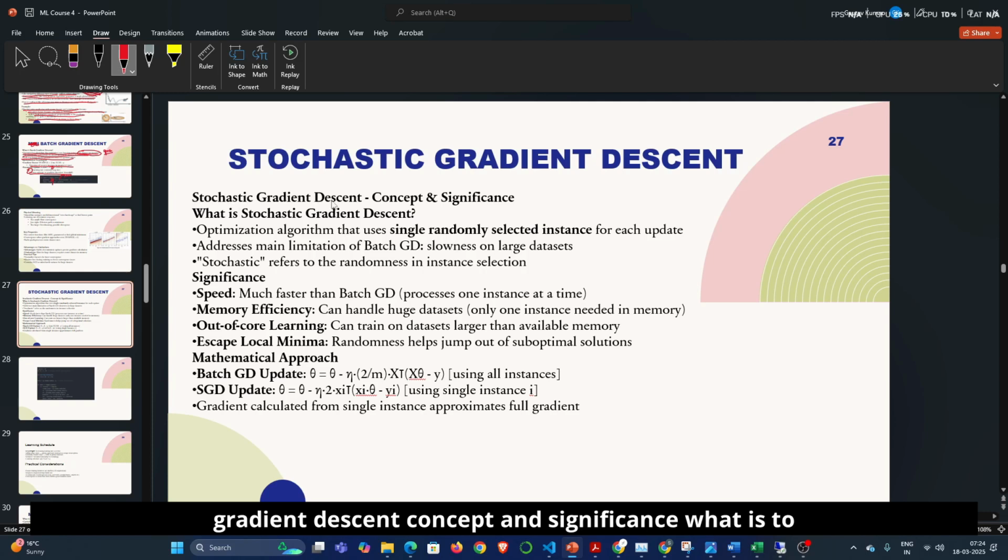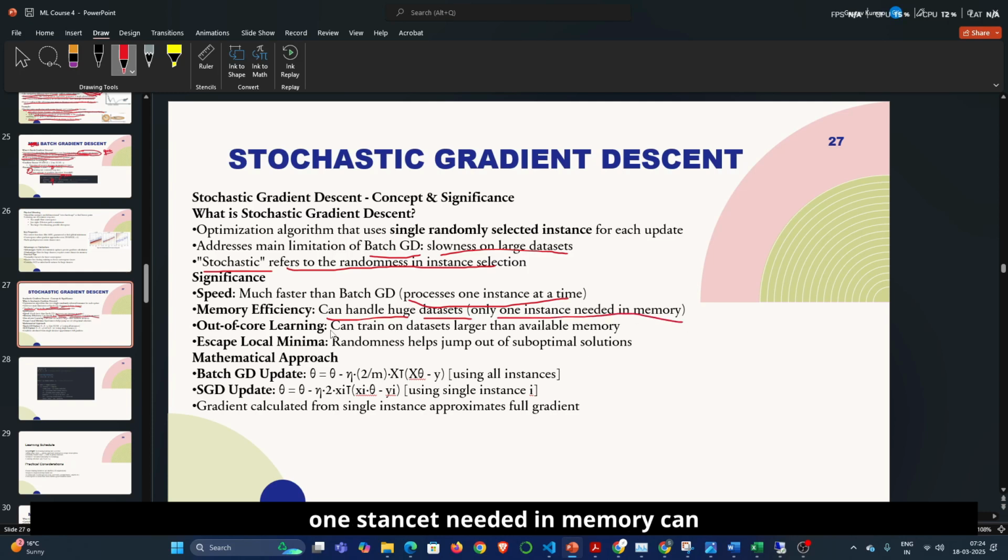Now let's see stochastic gradient descent. Concept and significance. What is stochastic gradient descent? An optimization algorithm that uses a single randomly selected instance for each update, addressing the main limitation of batch gradient descent, slowness on large datasets. Stochastic refers to the randomness in the instance selection. Much faster than batch gradient descent, it processes one instance at a time, can handle huge datasets, needs only one instance in memory, and can train on datasets larger than available memory. Randomness helps jump out of suboptimal solutions. I have told you this. It will use only a single instance for each update.